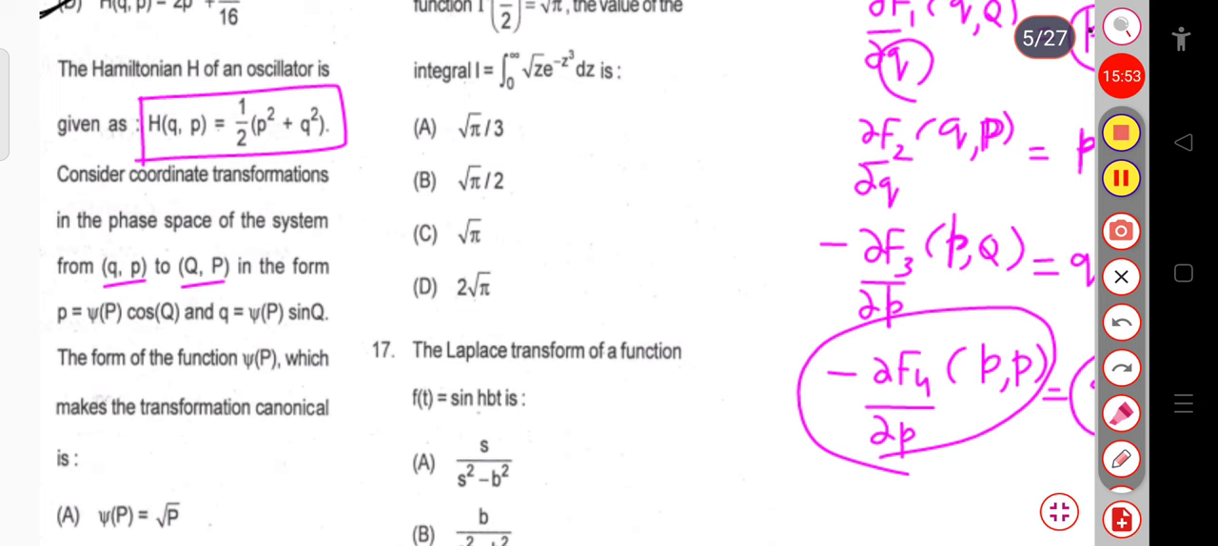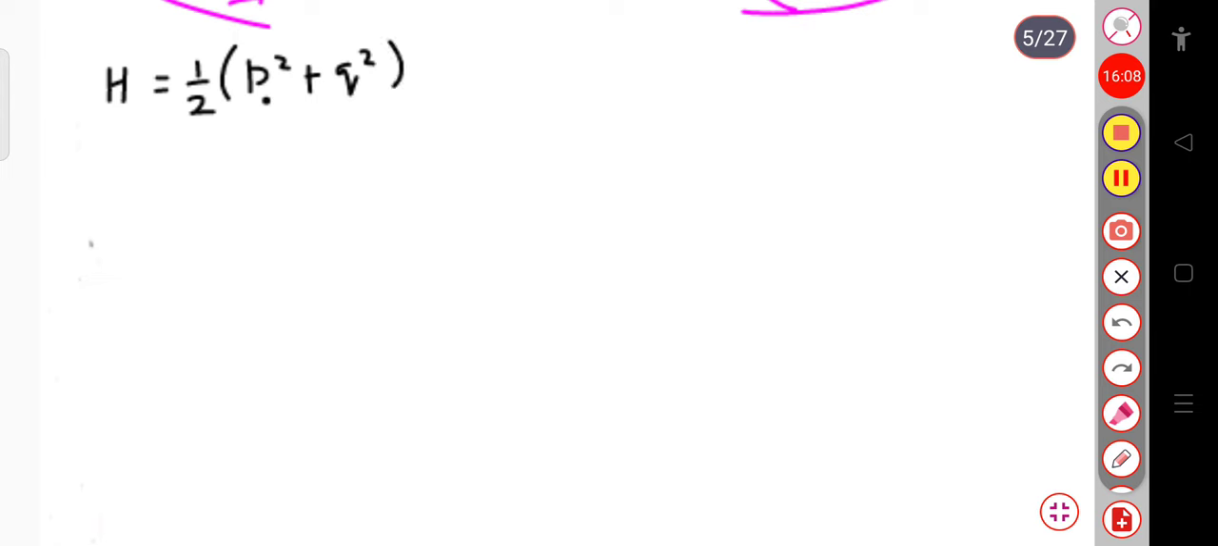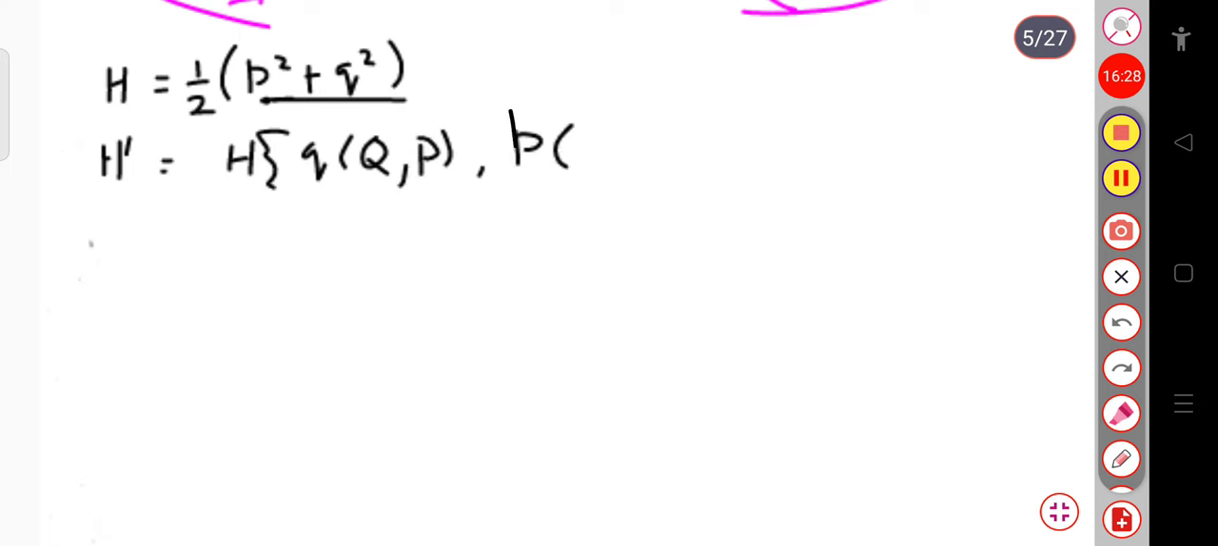small p small q is given, you have to calculate the value of psi of P. Okay, now let us calculate here. The H value is given, that is H equal to 1/2 (p² + q²). Now you have to calculate H prime, the new transformation of the Hamiltonian, which can be written as H of the transformation of q, a function of capital Q and capital P, and also the small p can be represented as a function of capital Q and capital P.